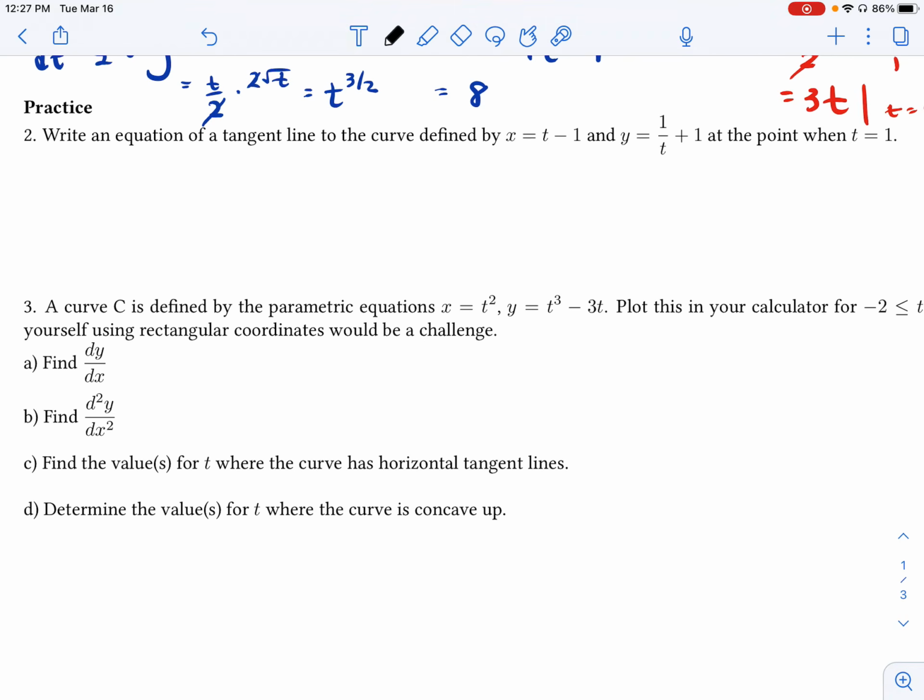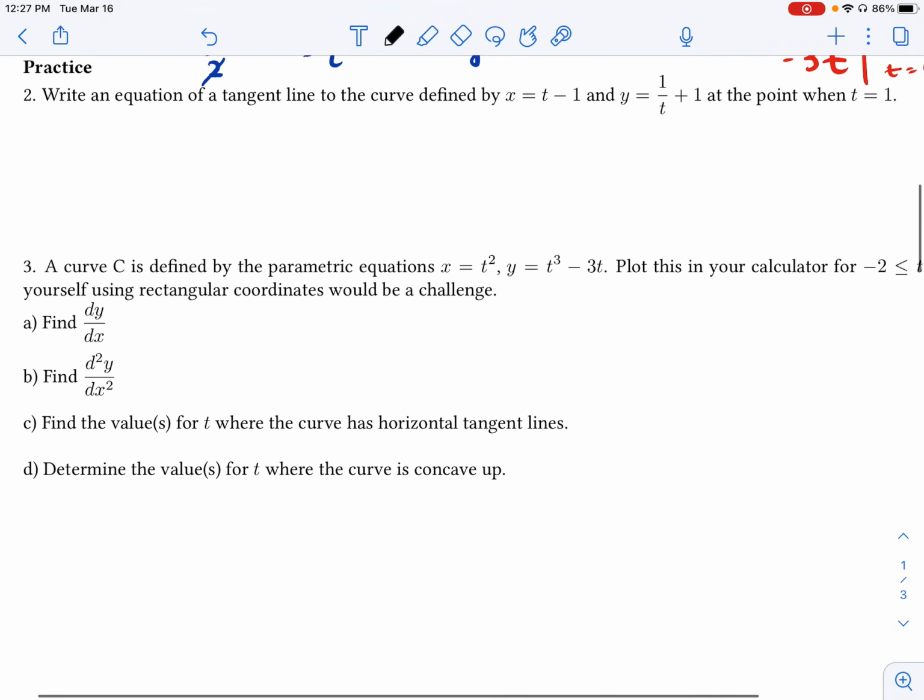Now let's actually go through the, I won't say exciting, challenge of writing an equation of a tangent line to the curve of this set of parametric equations at the point when t is equal to 1. So these two parametric equations are going to give me a plane curve, and when t is equal to 1, I want to be able to write the equation of that tangent line.